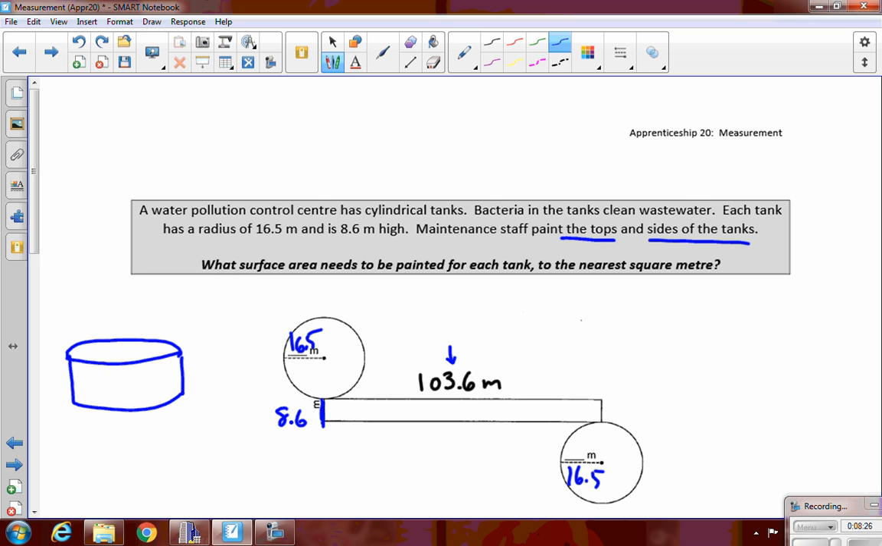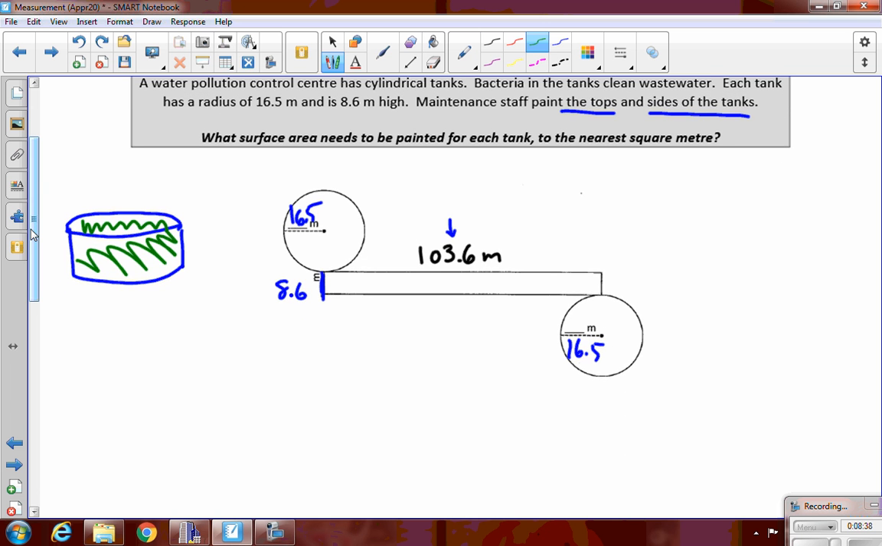Now, all it's saying is that the people that paint these only paint the sides and they only paint the top. So they don't need to paint the bottom. So when we discuss this question, we don't have to consider one of those circles. Now, the shape only consists of 2 parts then. We have the top, which is a circle. And the area of a circle would be pi r squared. Then we have all the stuff that wraps around these tanks, so the side, and the side is just one long rectangle, and the area of a rectangle is length times width.